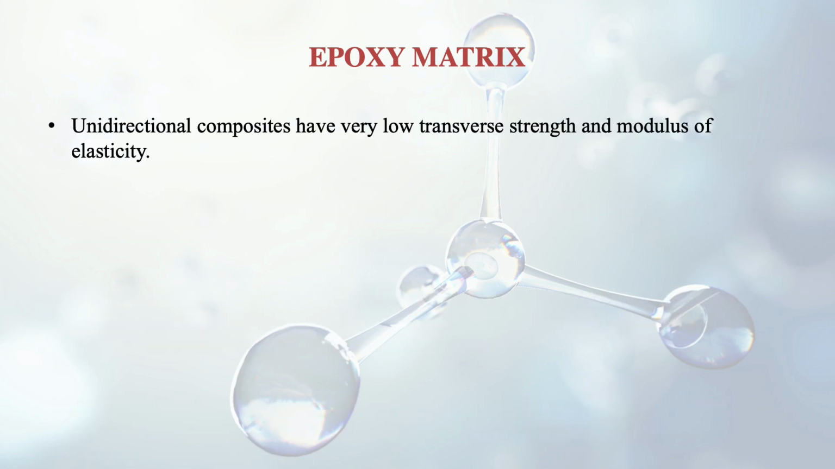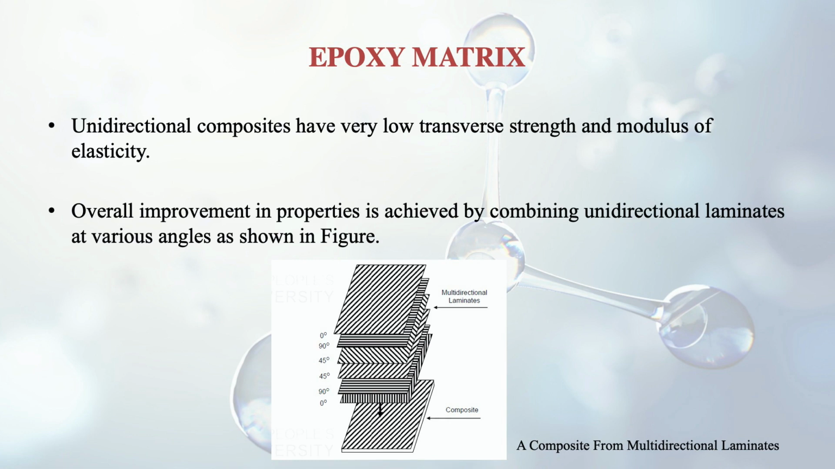Unidirectional composites have very low transverse strength and modulus of elasticity. Like we discussed earlier, this is a directional type of thing. So unidirectional composites, in the lateral direction, will not have very good strength and modulus of elasticity. So for overall improvement in properties, how can we achieve that? By combining the unidirectional laminates at various angles. So this is a figure, a composite from multi-directional laminates. So we get good properties in all directions.